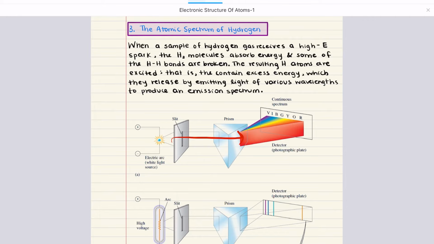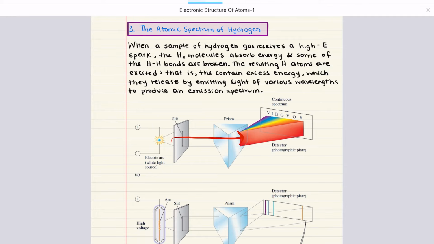When a sample of hydrogen gas receives a high-energy spark, the H2 molecules absorb energy, and then some of those bonds are broken. The resulting hydrogen atoms are excited. That means they contain excess energy, which they release by emitting light of various wavelengths to produce what is called the emission spectrum of the hydrogen atom.